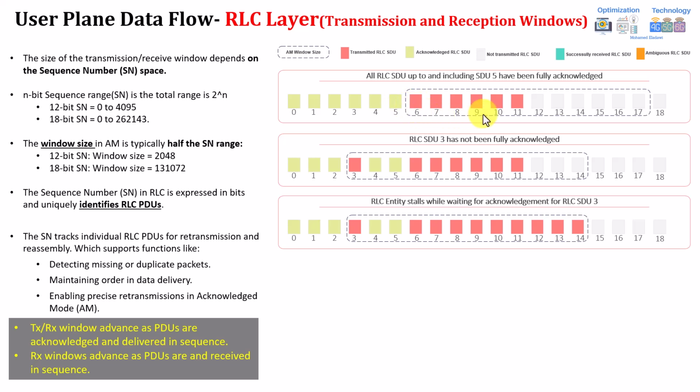So 6, 7, 8, 9, 10, and 11 are transmitted but not yet acknowledged, so he cannot advance yet. But he still has some data in the buffer not yet transmitted, so he can still send more data, so there is no problem here.